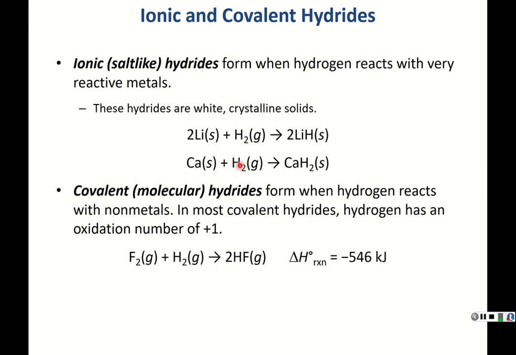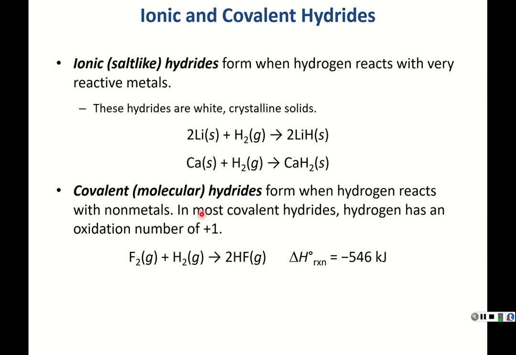All right, we look at some ionic and covalent hydrides. So ionic or salt-like hydrides form when hydrogen reacts with very reactive metals. These hydrides are white crystalline solids, so things like lithium or calcium hydrides, so bonding with hydrogen. These are ionic or salt-like.